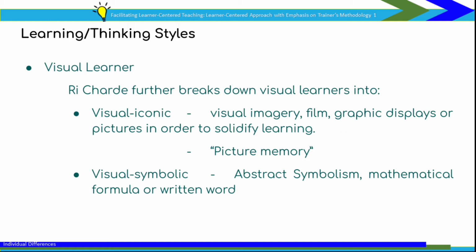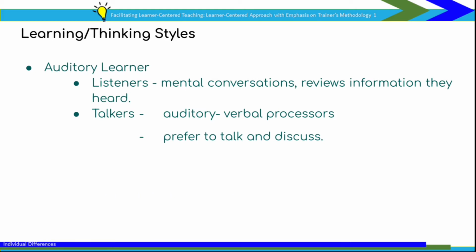They usually have good picture memory or iconic imagery and attend to pictorial detail. They would like to read a map better than to read a book. Visual symbolic are those students who prefer this form of input, feel comfortable with abstract symbolism. They would prefer to read a book than a map and would like to read about things than hear about them. Another type of learner is auditory learners.